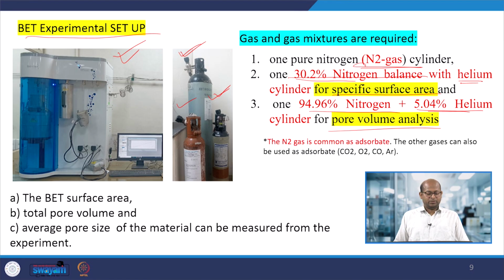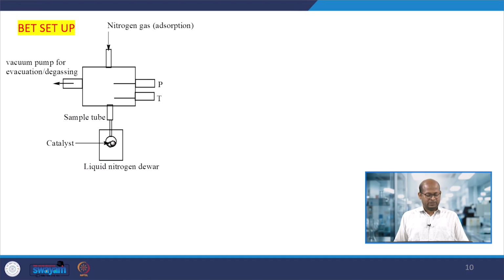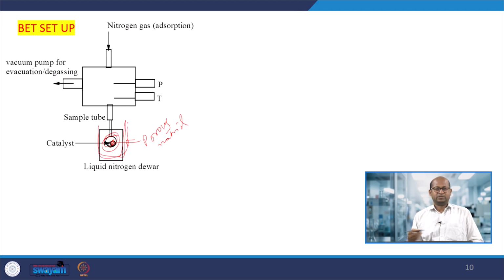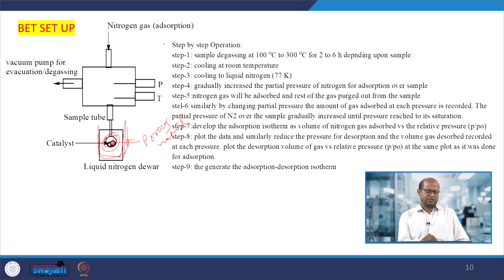Here are the basics of how the system looks. You can see a chamber, a quartz tube, where the catalyst or porous material can be placed. After that we can heat the material at 200 to 300 degrees centigrade. So here is the step-by-step process. We need to degas the material for 2 to 6 hours to remove any adsorbed moisture and any volatile organic materials present.